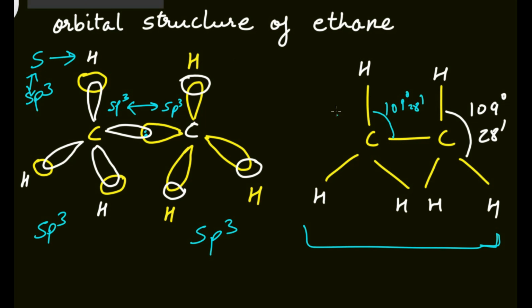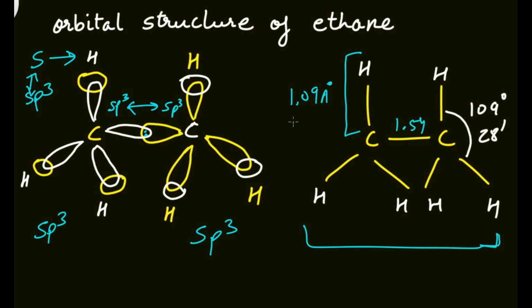The only difference that you will find in ethane and methane is the bond length. In this case, the hydrogen and carbon bond length is 1.09 angstroms and the carbon-carbon bond length is 1.54. So this is smaller, this is a bit larger than the carbon-hydrogen bond. This is the only difference. So the bond length is different with carbon and with hydrogen. That's it. This is the structure.